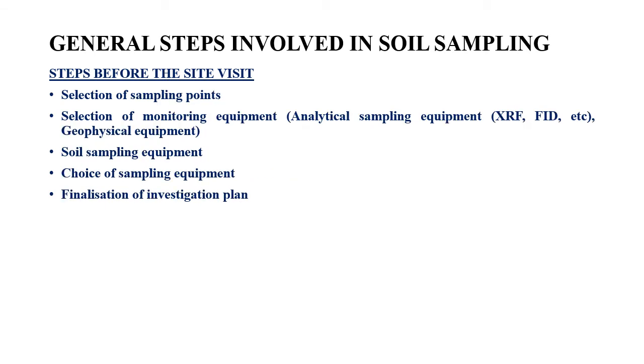Now the other steps to be followed before the site visit is made are selection of sampling points. That is, once you have identified your area, narrowed down on the area by applying analytical screening methods and geophysical methods, by then you would be knowing what are the contaminants of concern and what are the parameters that you have to look for in particular while you are sampling the soil.